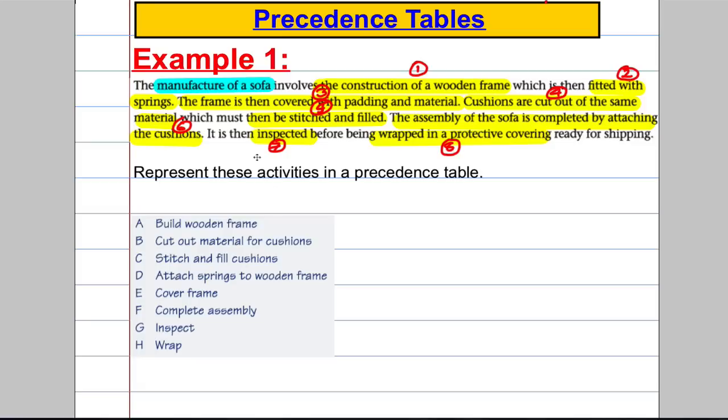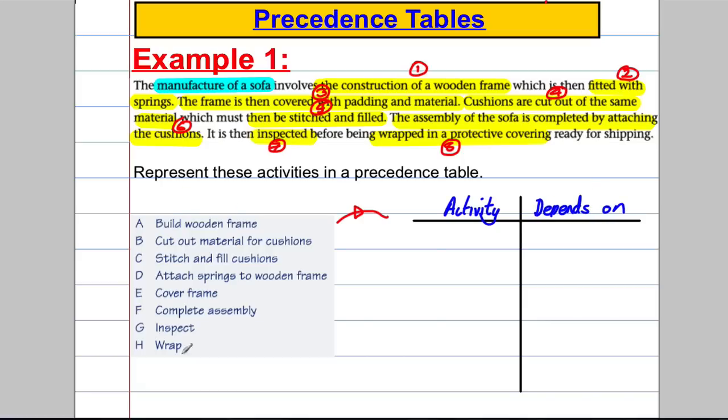Now what a precedence table actually does, which we're going to draw over here, is that it tries to put them in some sort of order. What needs to happen before something else. So what we do for a precedence table, we draw a column like this, and we label the column the activity. So we have the activity here, and we have depends on here.